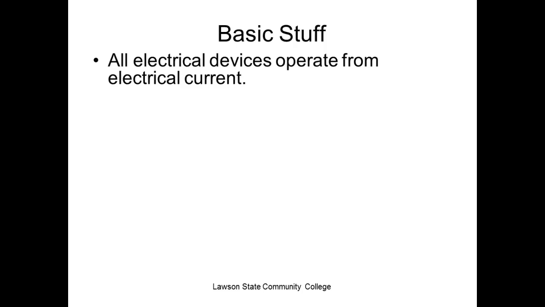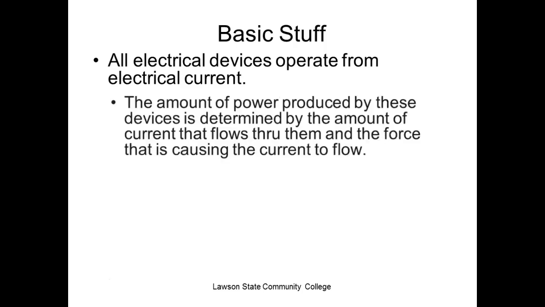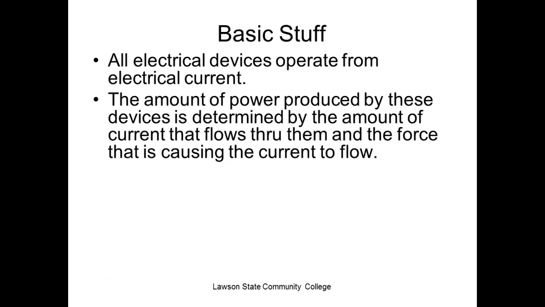All electrical devices operate from what we call current. We'll learn what current is in a minute. So this is an electrical device and it operates off of electrical. The amount of power produced by these devices is determined by the amount of current that flows through them and the force that is causing the current to flow.